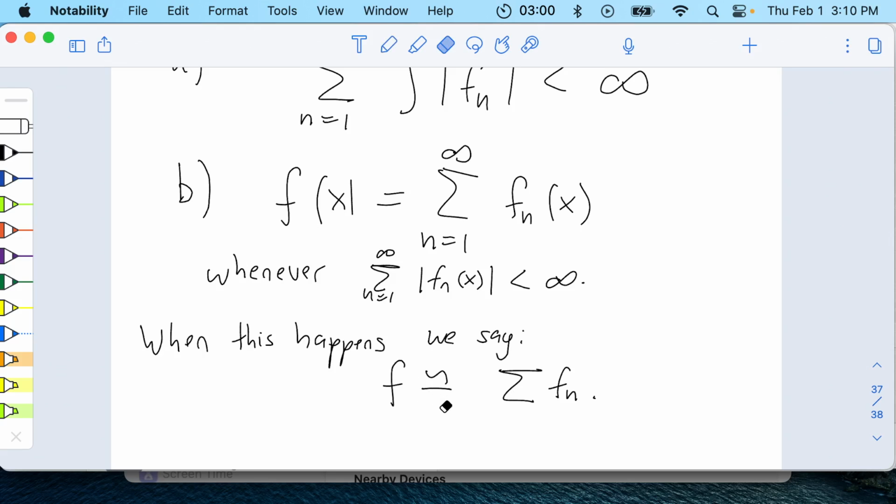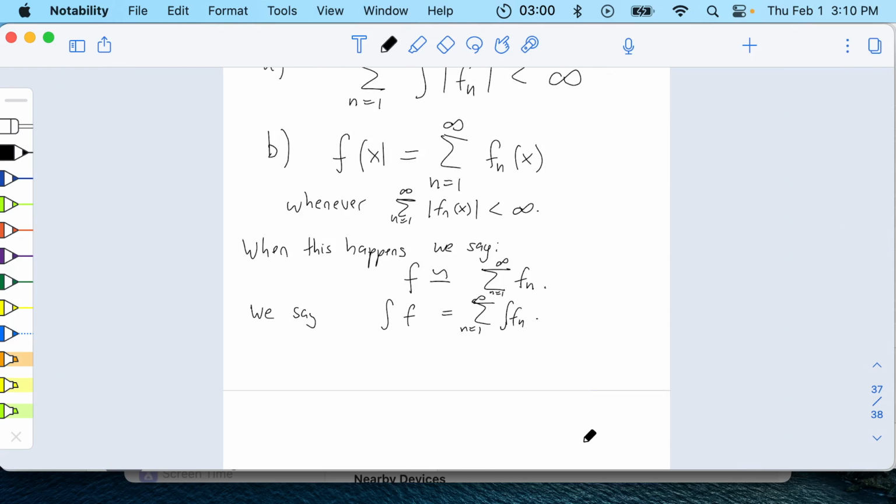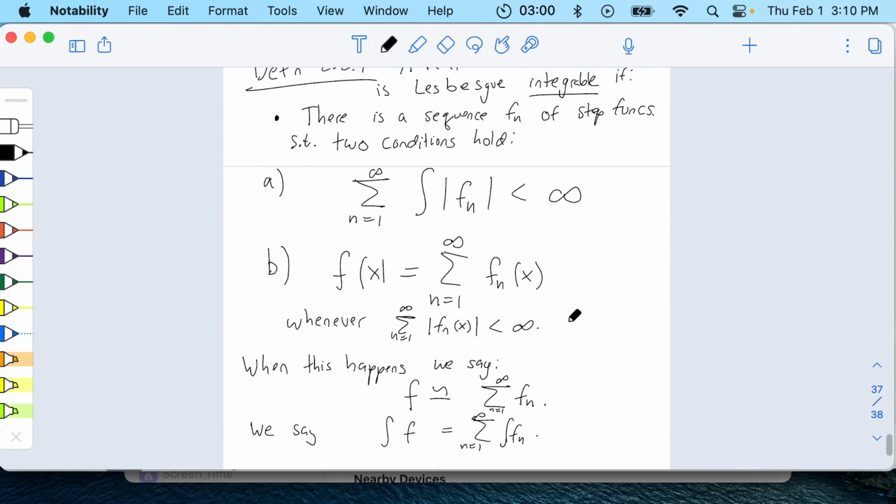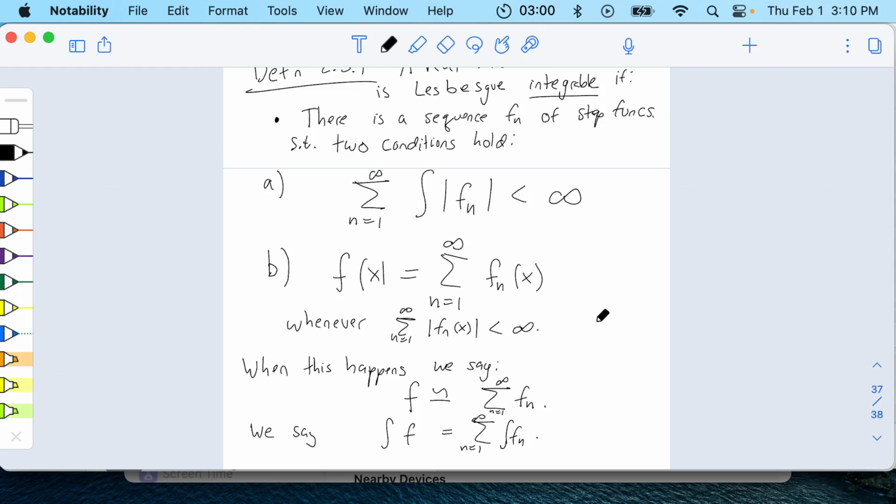All right. And when that happens, we say that the integral of f is equal to the sum of the integrals of the fn's, summing from 1 to infinity. So there you go. If you want to know what the integral of a function is, you write that function as an infinite sum of step functions. You know how to do the integral of a step function. You add those up. That's the integral of a function. Fantastic definition.